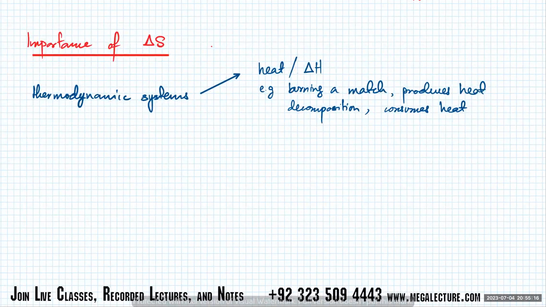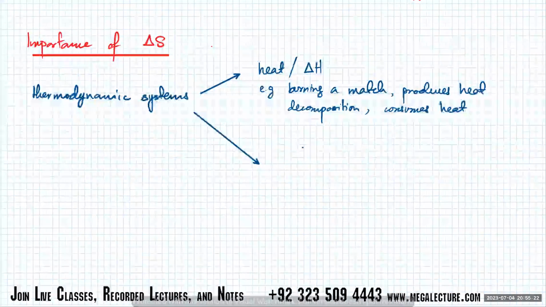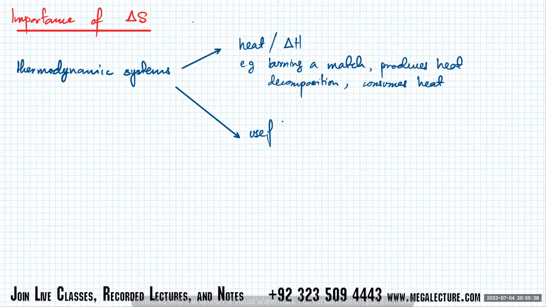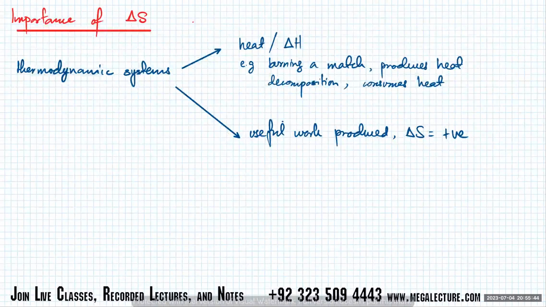The other way it produces energy is entropy change. And I'm going to explain how. Useful work gets produced when delta S is positive, which means when there's a gain of disorder, when your entropy increases, when disorder increases, and vice versa. So work gets consumed when delta S is negative, okay? I'm going to explain this.